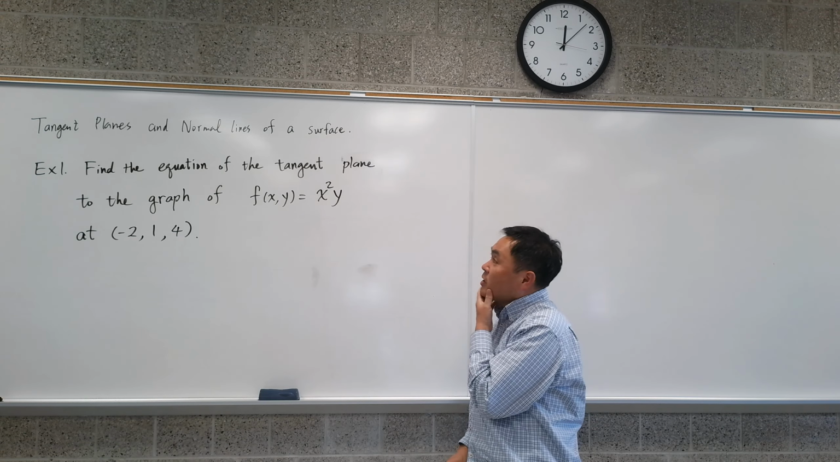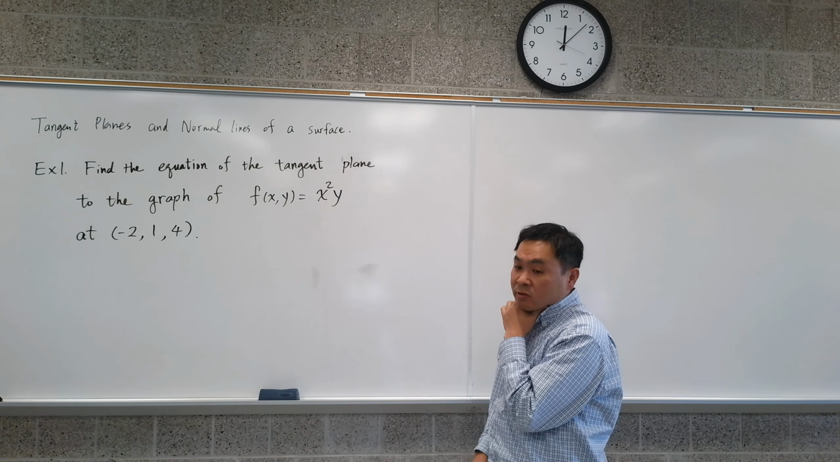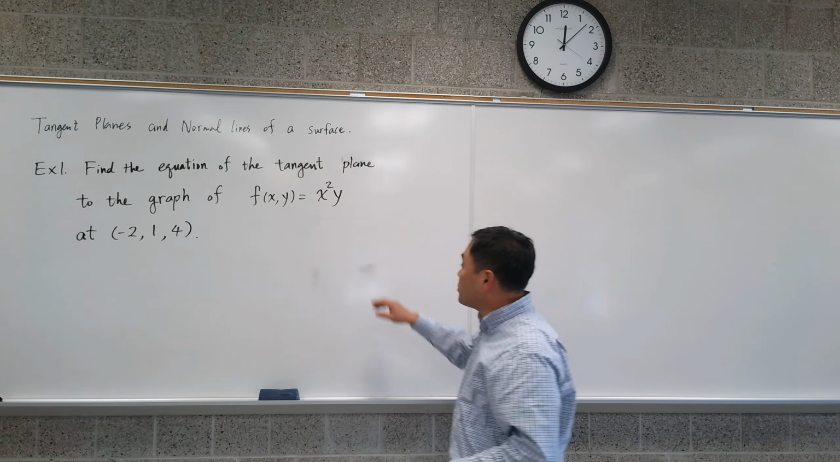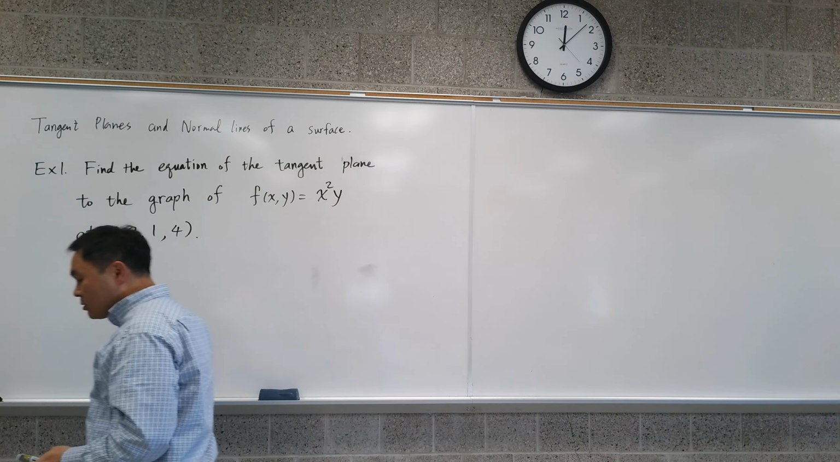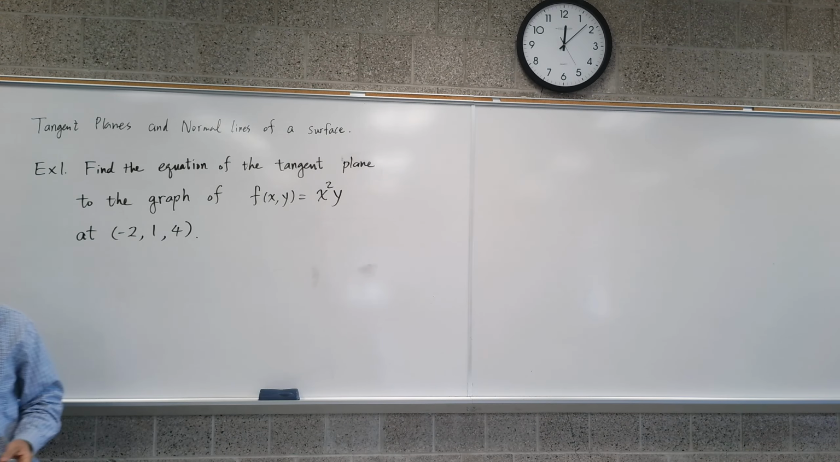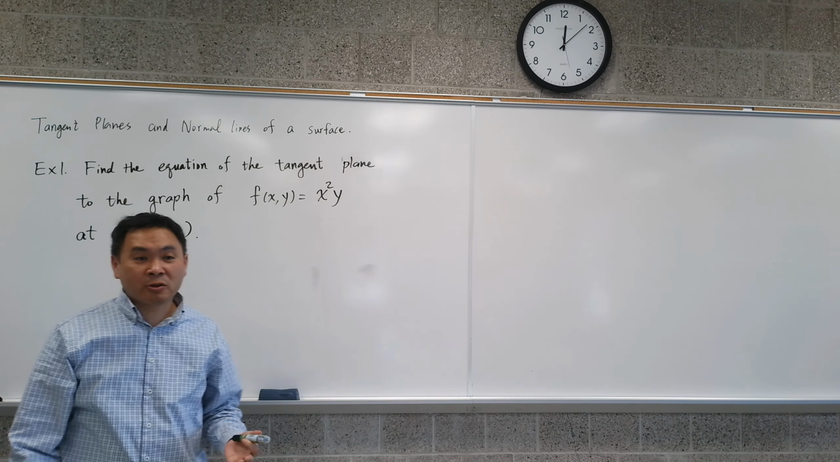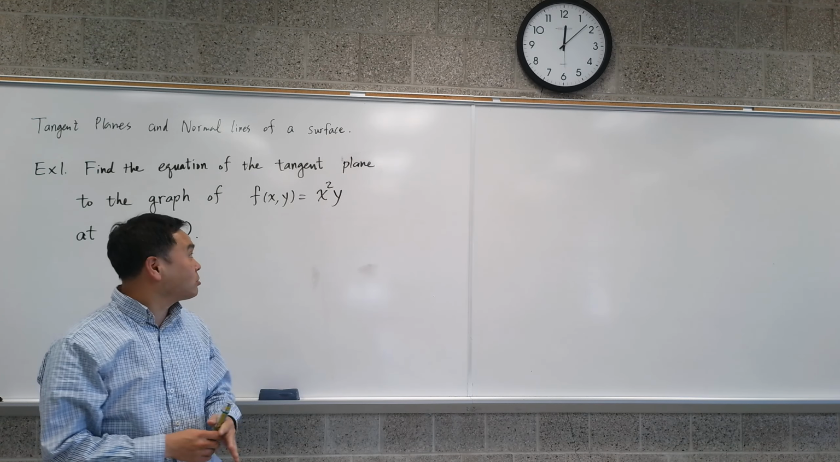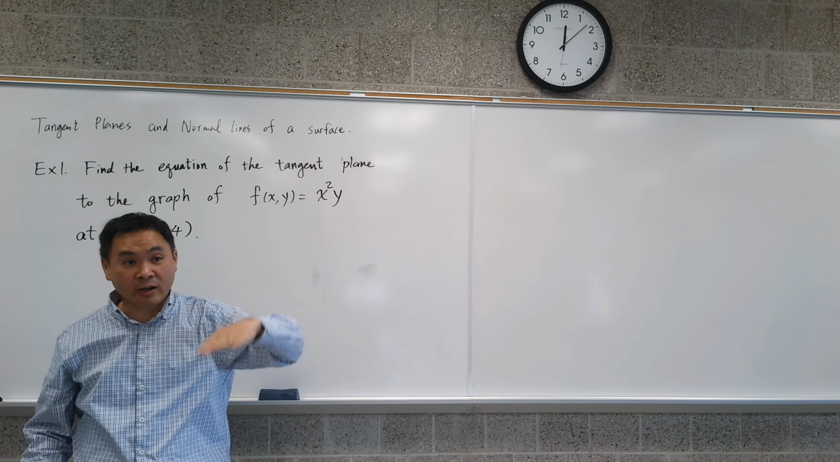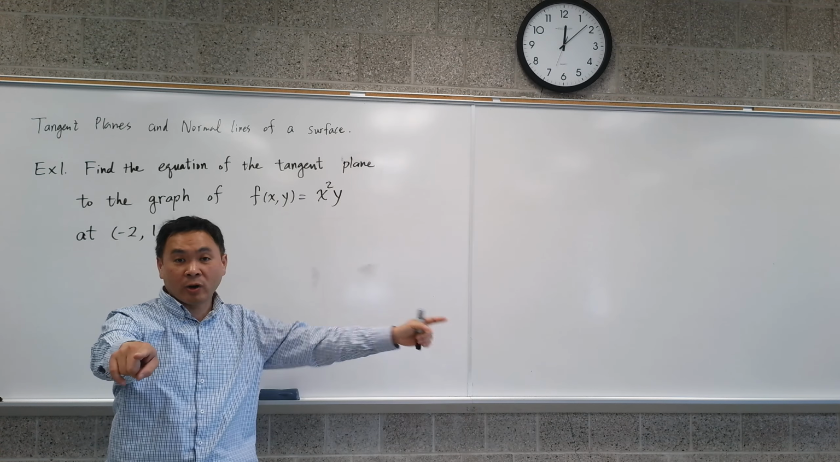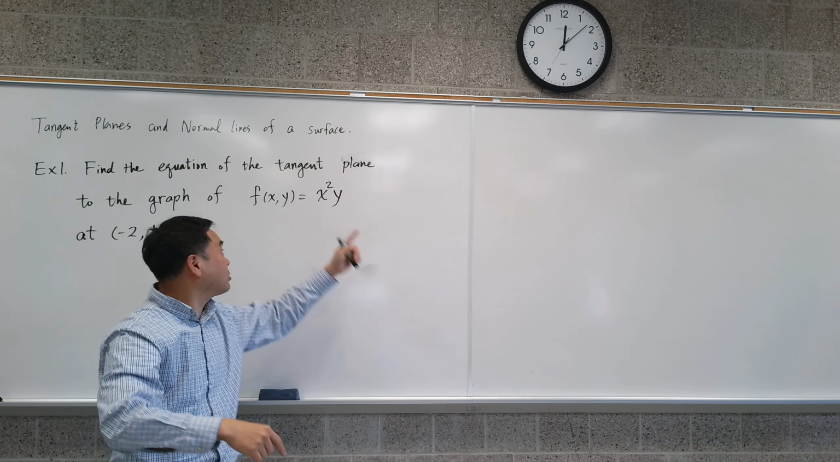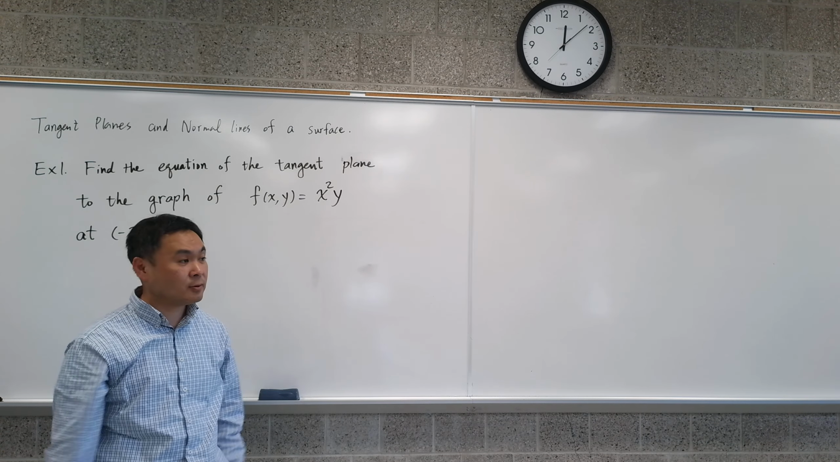Let's talk about tangent planes and normal lines of a surface. So here we're given a two-variable function, and the graph of a two-variable function will be a surface, right? Because you're thinking of the value of the function as the height. So here's x, here's y, and each point, if you plug into this function, it will give you some height.